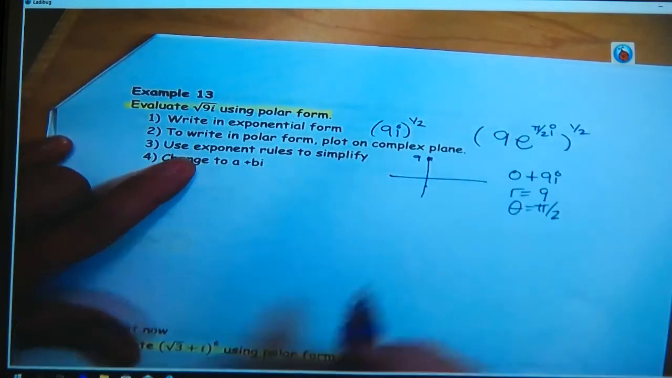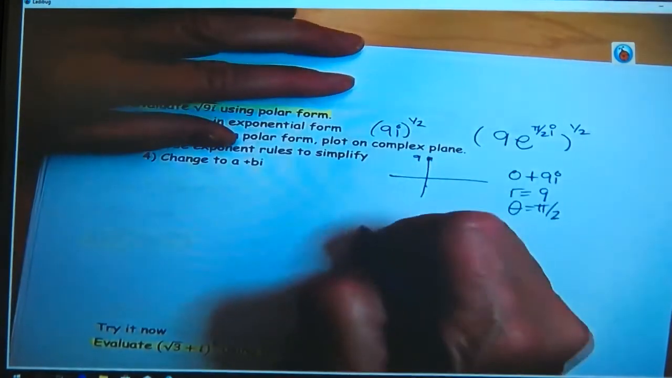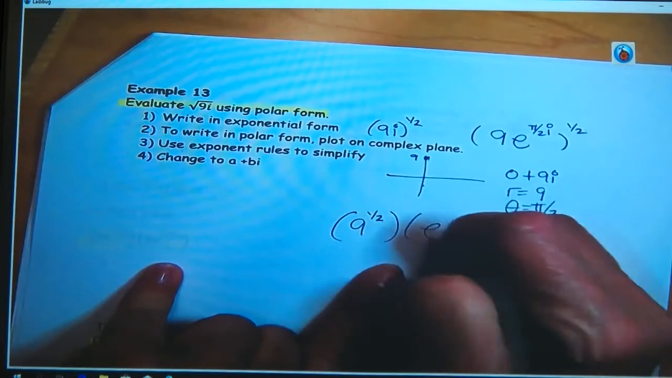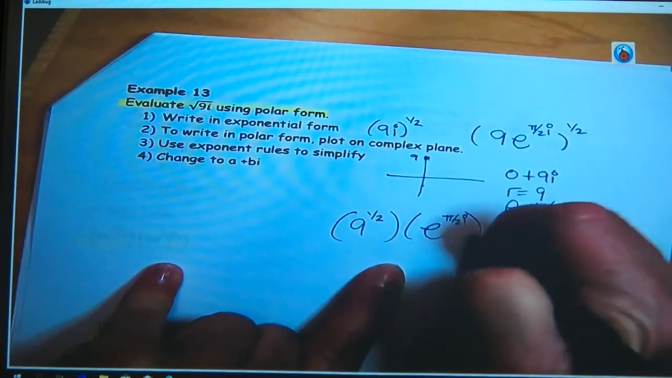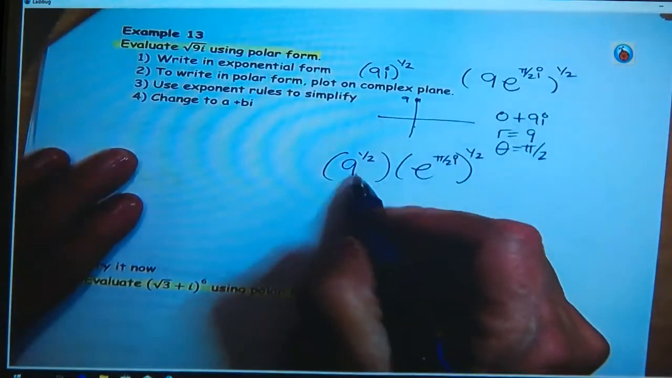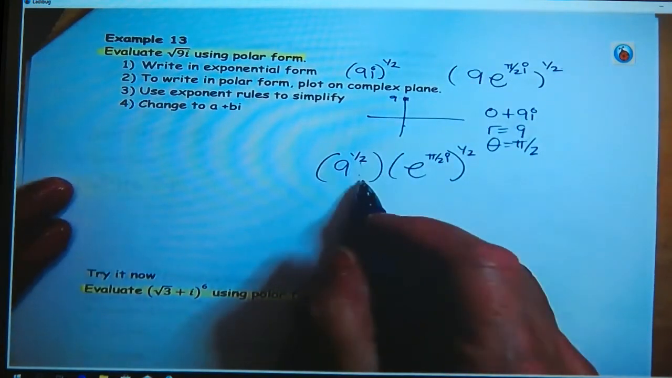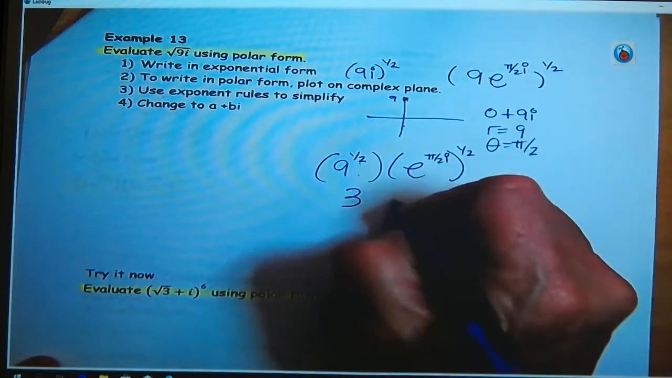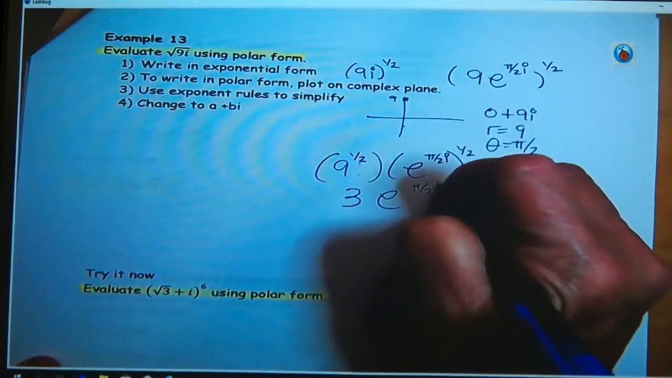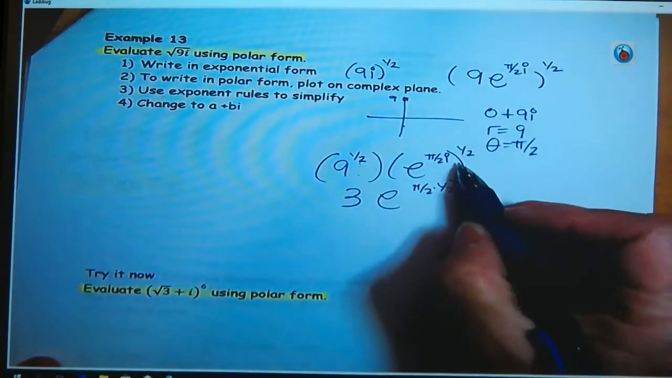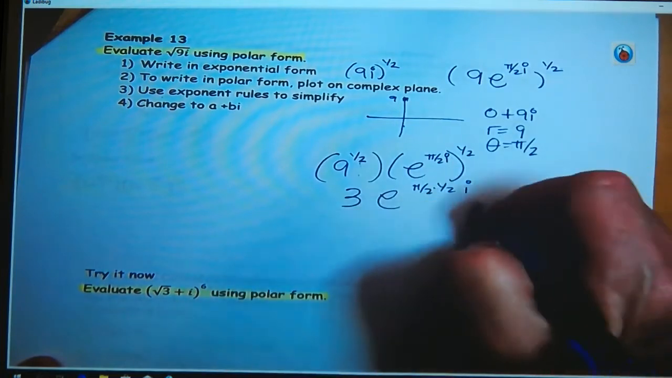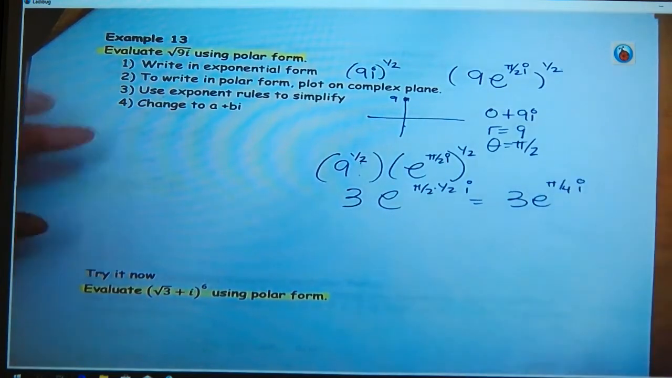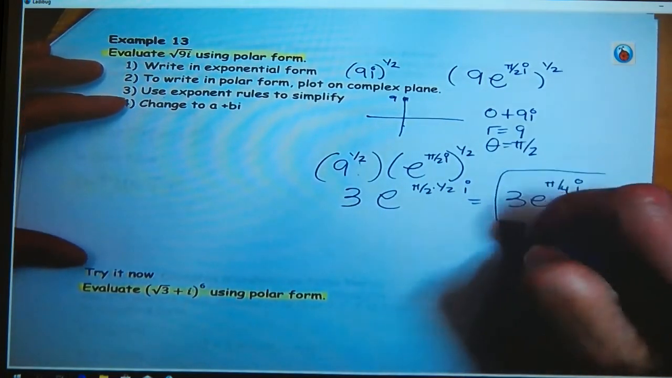Let's use exponent rules. So 9 to the 1/2, and then e to the pi over 2i to the 1/2. Remember, 1/2 is the square root. So the square root of 9 is 3. And then we'll distribute this in: pi over 2 times 1/2, and that gives us pi over 4. So that's 3e to the pi over 4i. Okay, now that's my polar form.